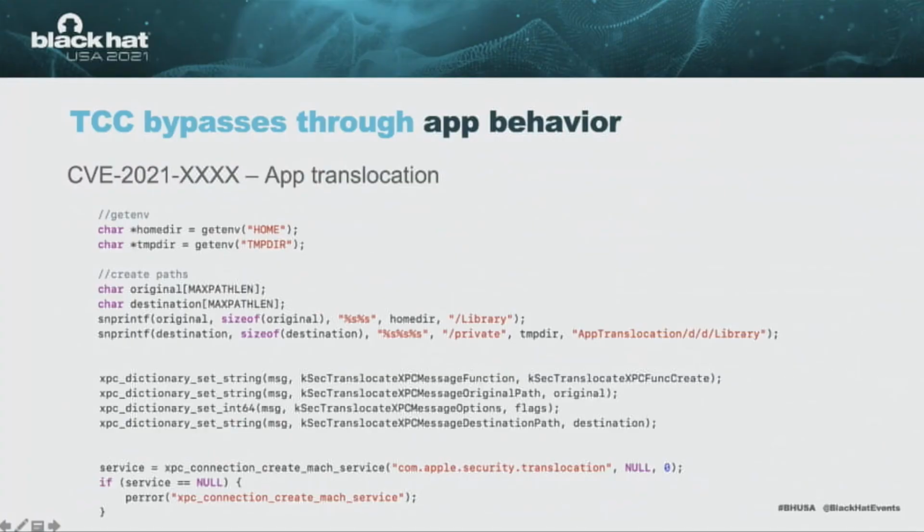So we first get the home directory location and the temp directory location. We build our paths that are required for the XPC service. We populate an XPC message, a dictionary, and then we pass this message to the Mac service. Because the translocation service is open source, it was actually quite easy to build this up, because there is an XPC client and I could use that.